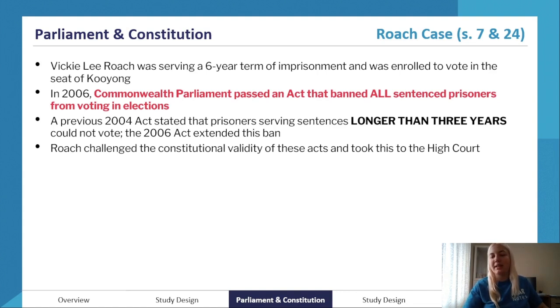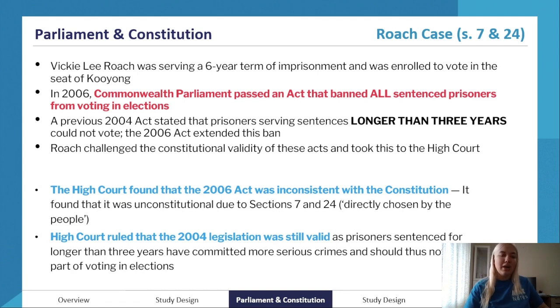So Roche was quite an advocate for political rights and being able to vote, and was really upset by the fact that they couldn't vote anymore. Previously, there was a 2004 act that only banned prisoners serving sentences of longer than 3 years from voting. But the 2006 act extended this ban to anyone at all that was in prison. Roche obviously had standing because Roche was directly affected by this law and took this matter to the High Court.